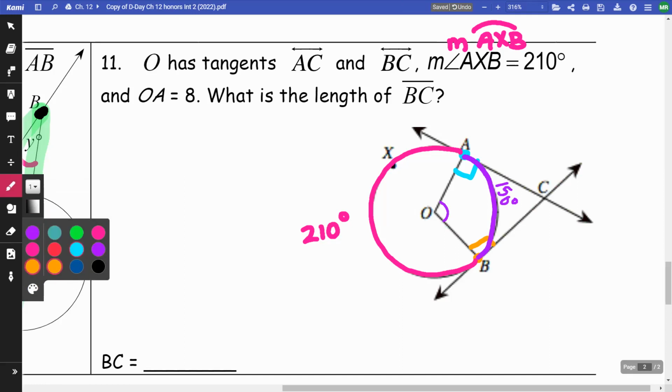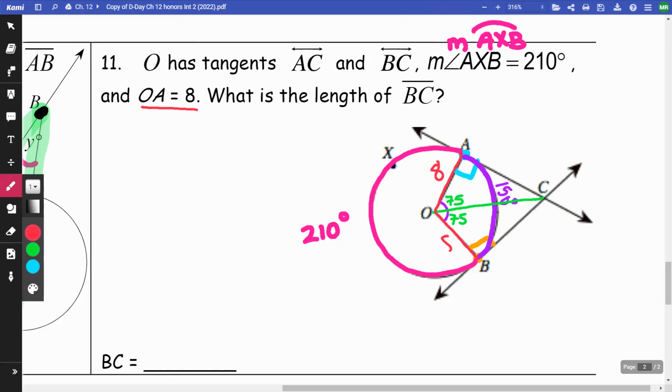And then what I'm going to do is draw a line from here to here, cutting this in half, okay? And so when I cut 150 in half, I am going to get a 75 and a 75. So now I am going to put in my radius, and my radius is this OA. So OA is 8. So from here to here is going to be 8, but that also means from here to here is going to be 8.